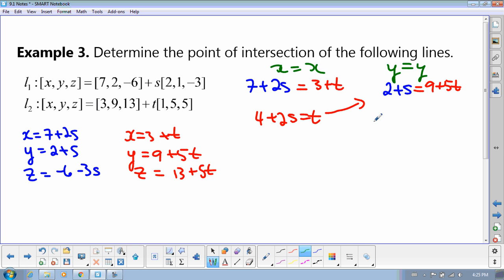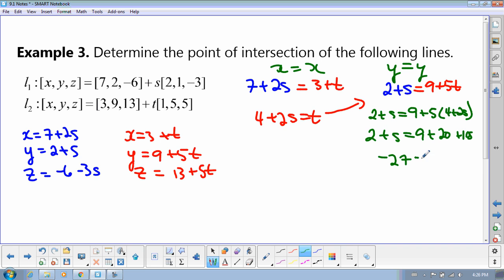So I'm going to have 2 plus s equals 9 plus 5, but instead of writing t, I'm going to put 4 plus 2s. So 2 plus s is going to equal 9 plus 20 plus 10s. So when I isolate all of that, I'm going to have negative 27 equals 9s. So negative 3 is equal to s. So that gives me what s is.